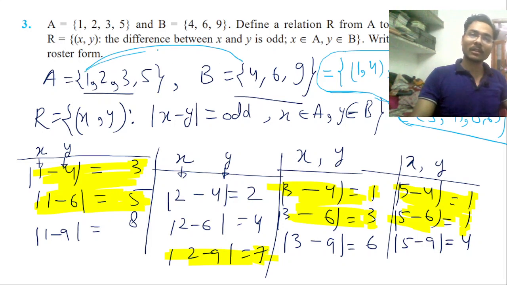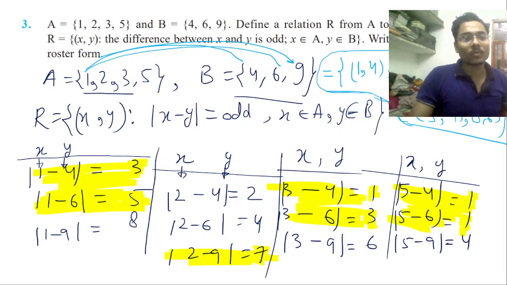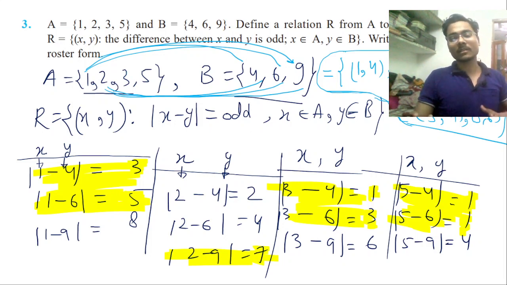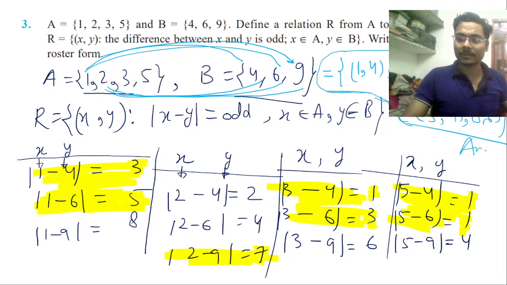This is the simple procedure I followed by taking 1 with all these 3 elements. First I subtracted these 3 elements from 1, then I subtracted the elements of the second set from these 2, then I subtracted this 3 from these 3, this 3 elements from the third element of set A, then I subtracted 3 elements of B from the fourth element of set A, and that's how we got our answer.